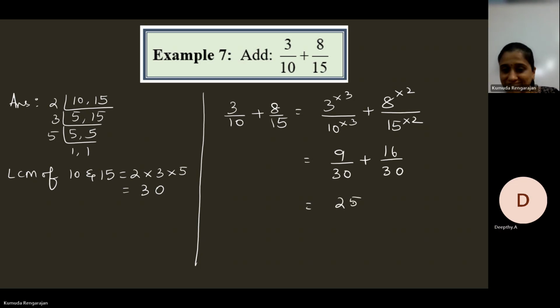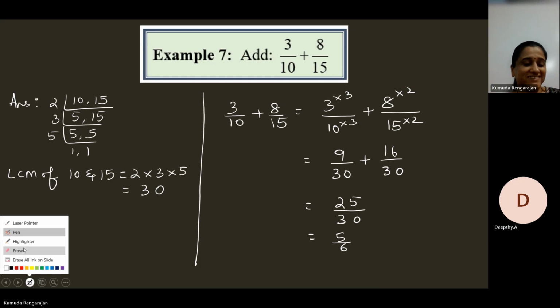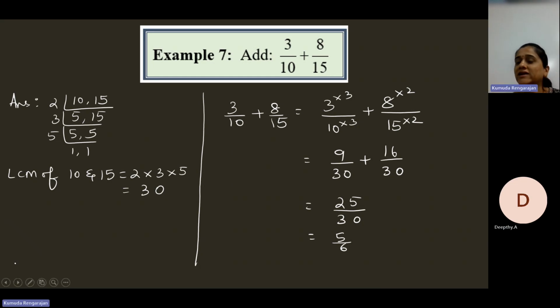Ma'am, I got the answer. Yeah, good. What's the answer? 25 by 30. No. Ma'am, I have to make it into an improper fraction. No, reduce to lowest. Correct. Now is 25 by 30 in the reducible form or irreducible form? It is in the reducible form. It can be reduced. So after doing the procedure, 5 by 6 is in the irreducible form, the simplest form, or the lowest terms.